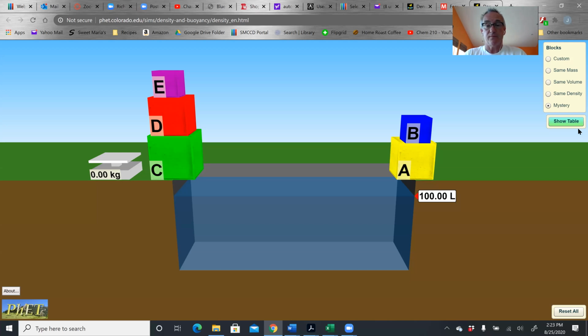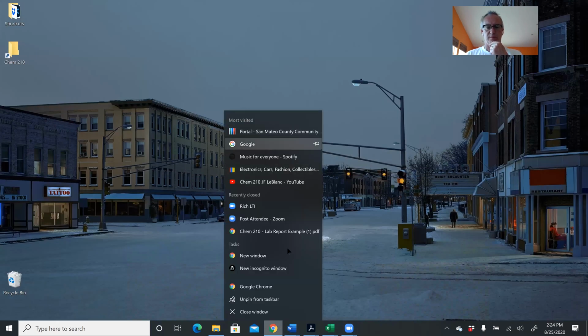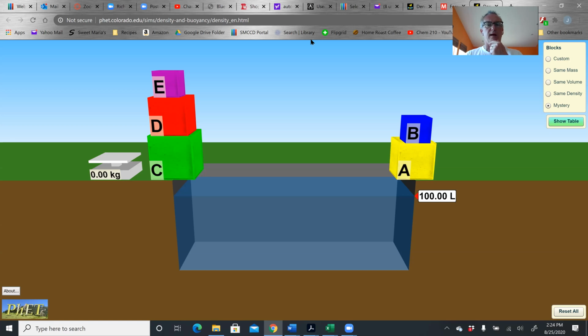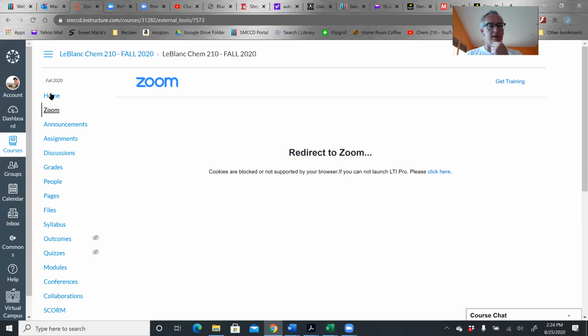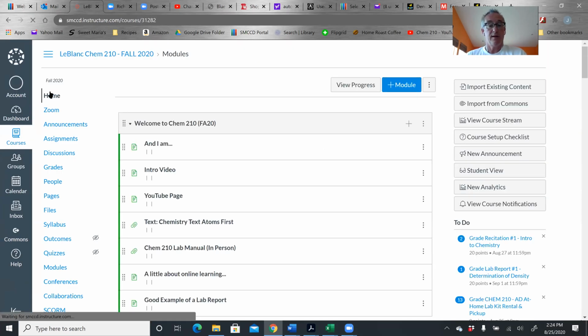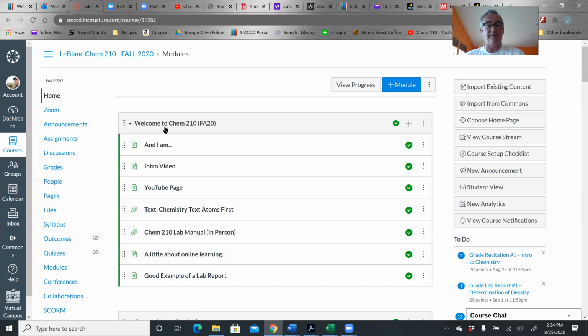By any chance, are you going to publish an example, so we can kind of go based off of something? Yeah, that example I just showed you is published in Canvas. Okay, where can I locate that? It's in the very first, let me go. Okay, here we go. So home, you've seen the Canvas shell now? Yeah. So it's the very last one under Welcome to Chem 210. It's a good example of a lab report. Oh, perfect. Yeah, I just found it.